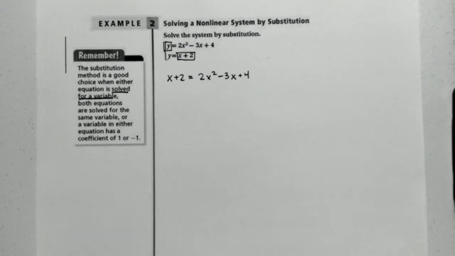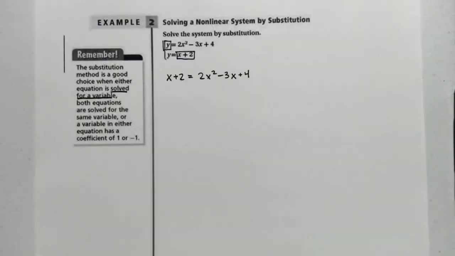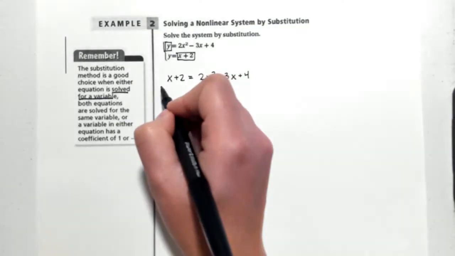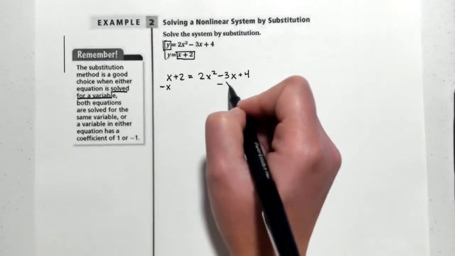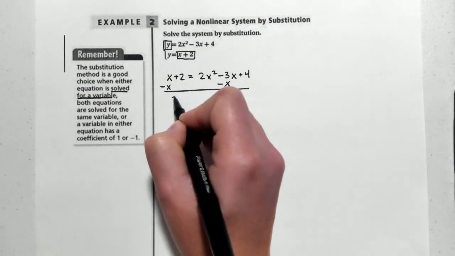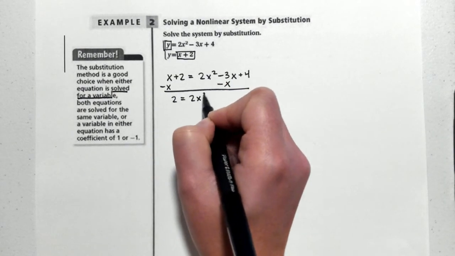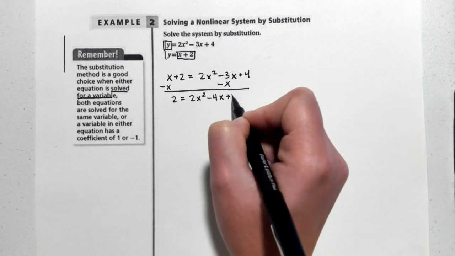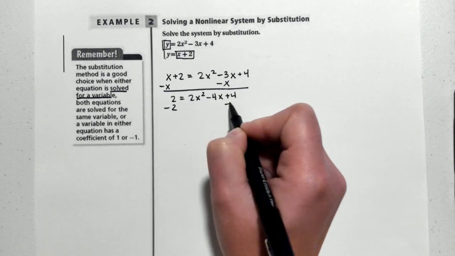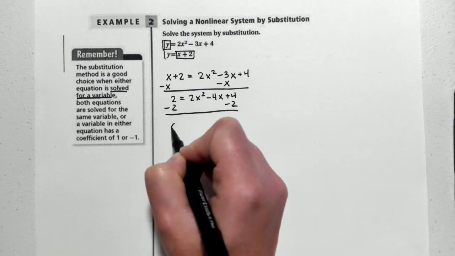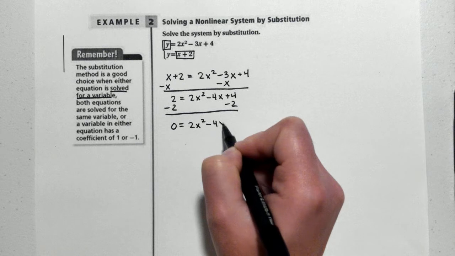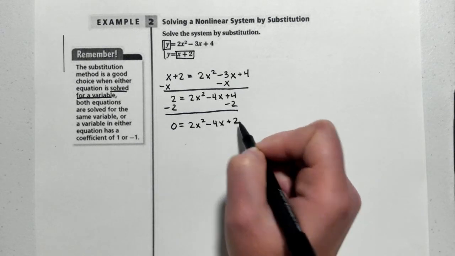Now to solve this for quadratic equations, you want to write it in standard form. So get everything to one side. So I'm going to subtract x from both sides first. So I'm going to have 2 equals 2x squared. Negative 3x minus x is negative 4x plus 4. And then subtract 2. So we have 0 equals 2x squared minus 4x. 4 minus 2 is 2. So positive 2.